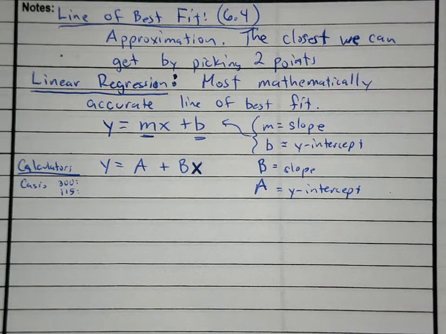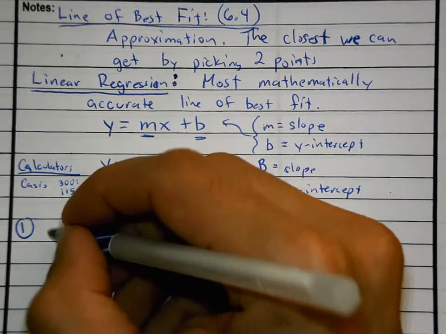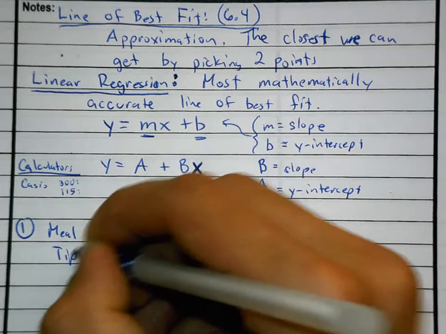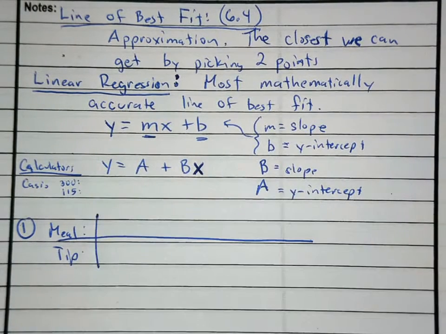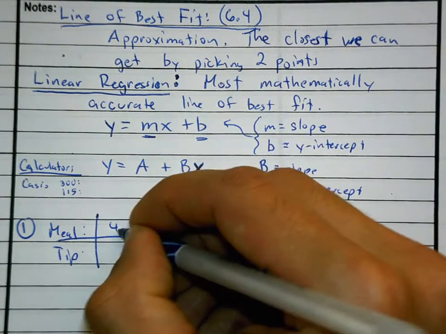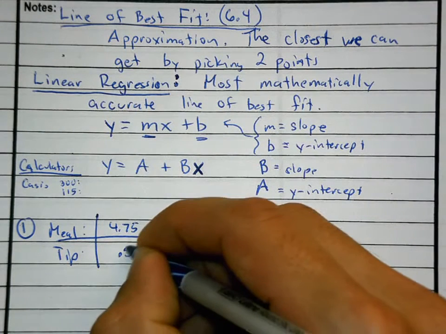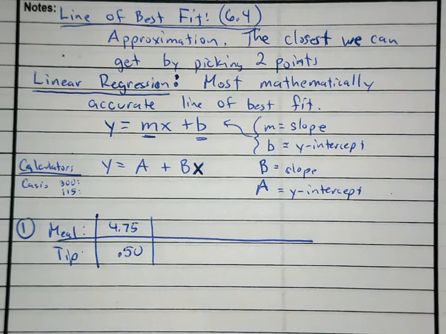So I'm going to do an example for 6.4b, and we're going to do our first example together. This will be like number one. Number one has meal and tip. Little table. The first meal costs $4.75. That's pretty cheap for a meal. And 50 cents was the tip.